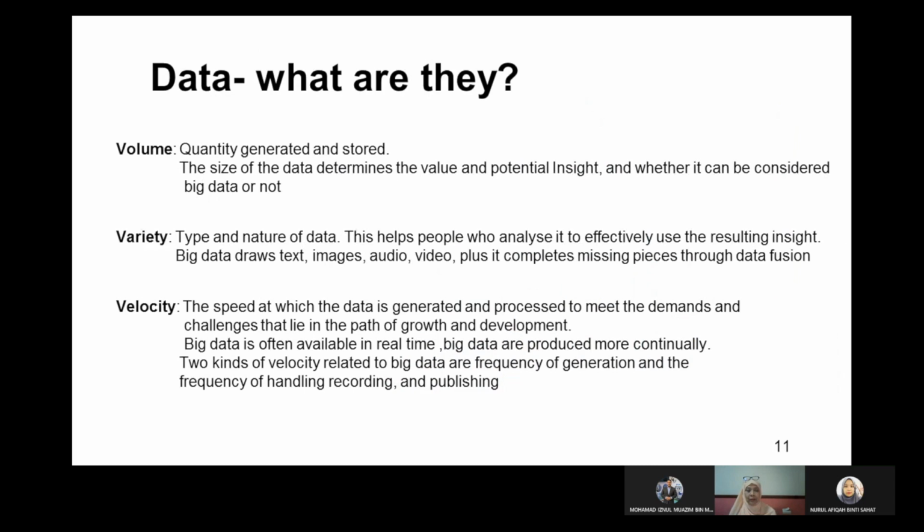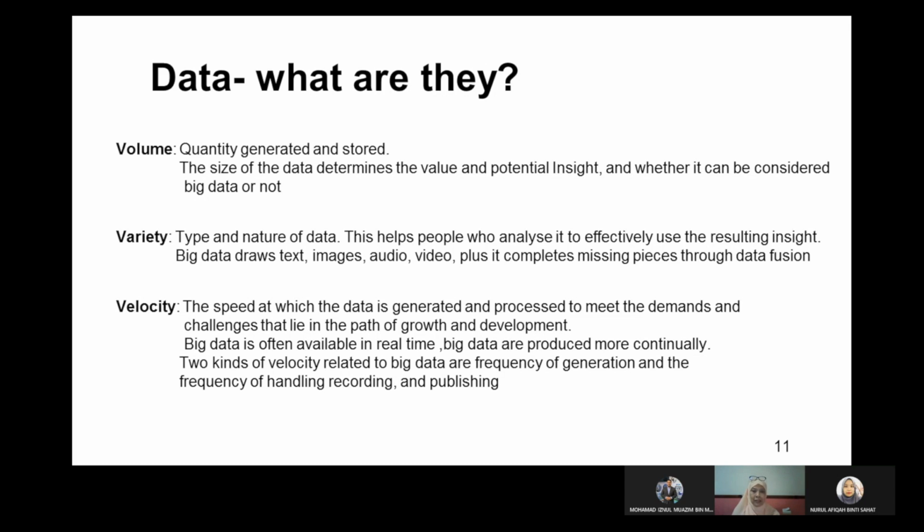So, we talk so much about data, the importance of data. What are data then? Now, when you talk in digital technology, data is defined as the 3V: the volume, the variety, and the velocity. Now, when you talk about volume, of course, it is the quantity, how much is generated, how much it stores, so that we can mine the data later on to transform it into information that we can use.